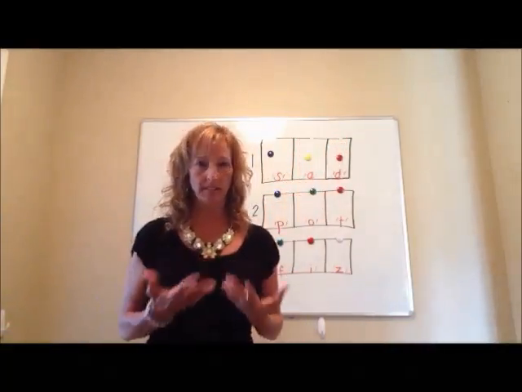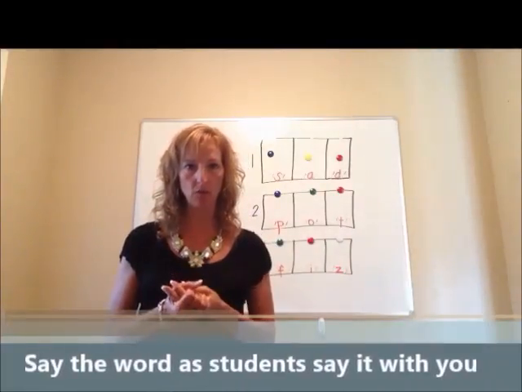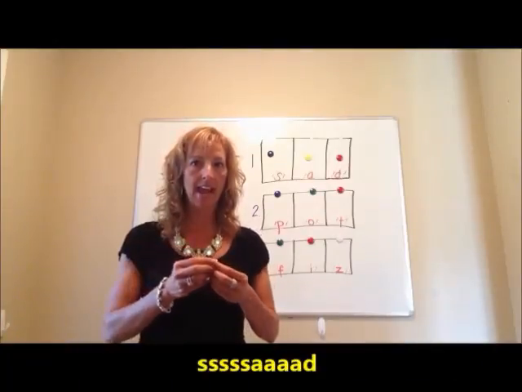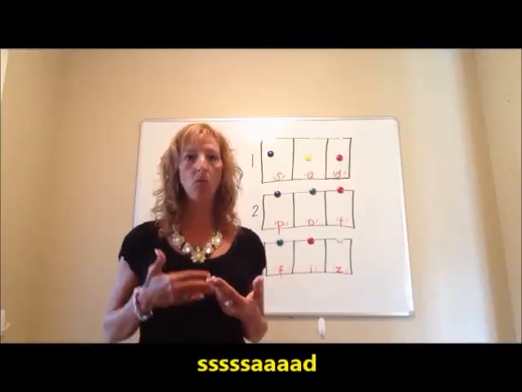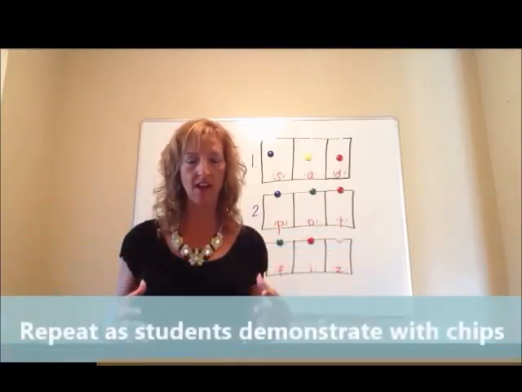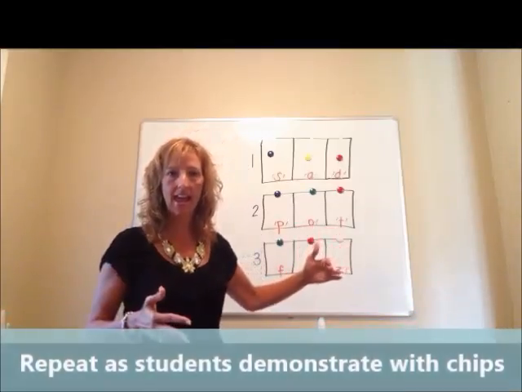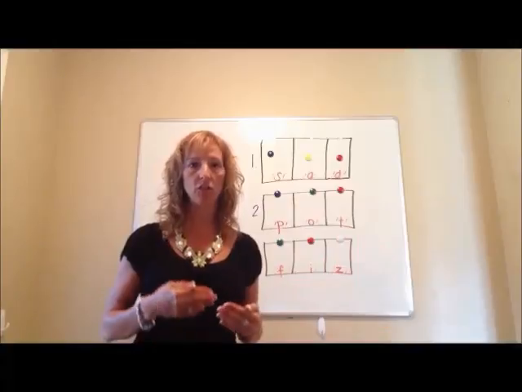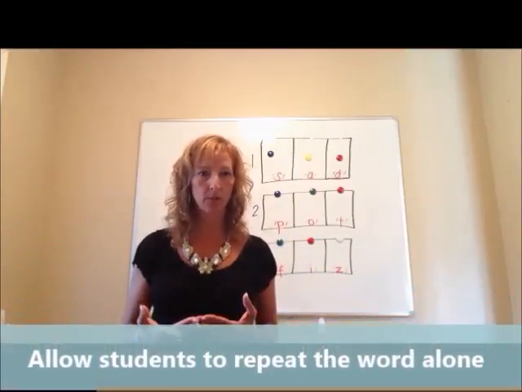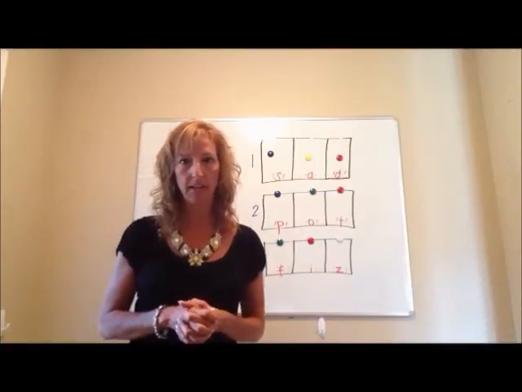Now we're going to say the word together with the students as they try to say it with you. So we'll say it together with them. Sad. And now we'll say it together while the students do this on their sound boxes that they have at their own individual places. Sad. Have the students repeat it now completely on their own. This shows that gradual release of responsibility that we use so often in Reach for Reading.